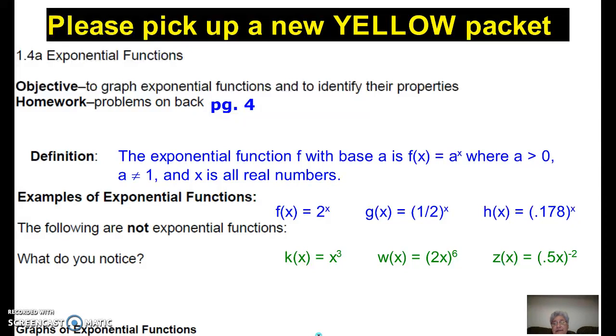After you copy them down, take note of the functions in green, k of x, w of x, and z of x, and what do you notice? What I see is that the exponent is a number. It is not x. So one of the deciding features of our exponential function is that the exponent must always be x.